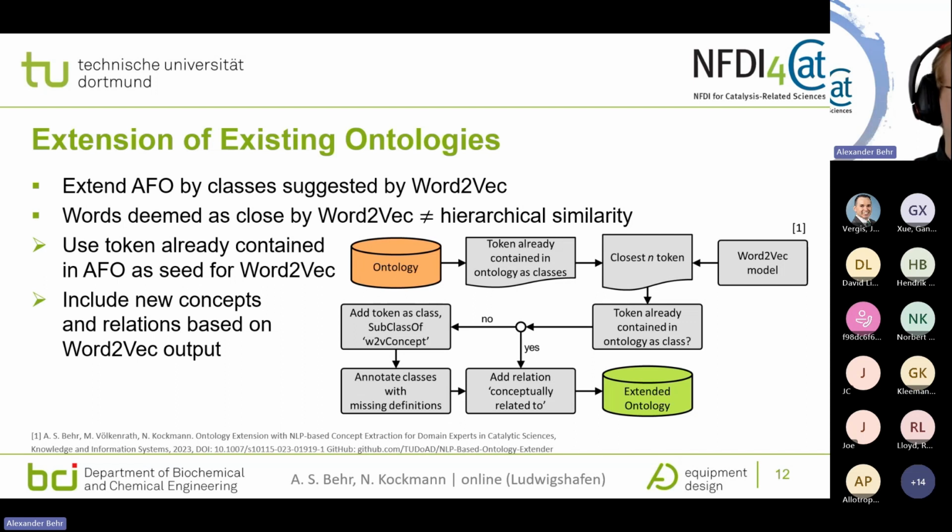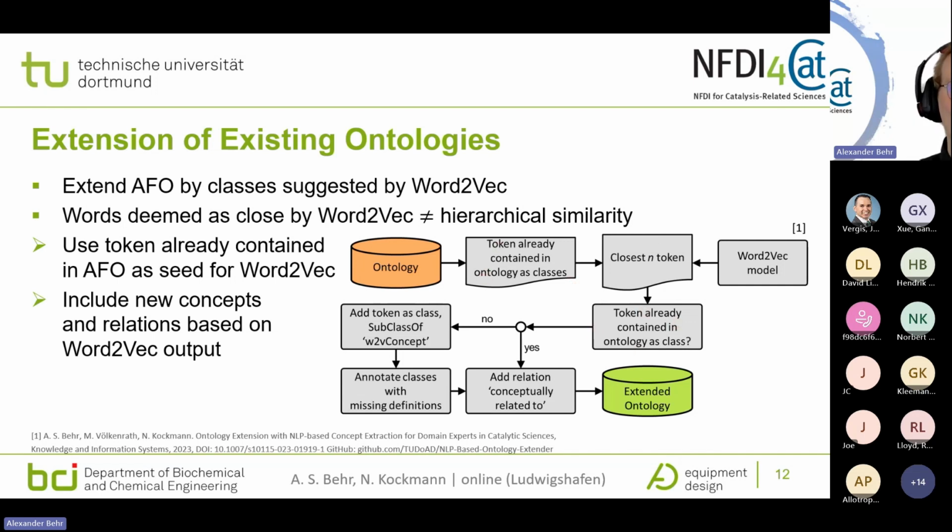As I told you, we then used the AFO to extend the AFO by classes that would be suggested by Word2Vec. So we used these classes that were already contained in the AFO, these 96 classes, and used them as an input to our Word2Vec model. And if the token was already contained in the ontology as a class, we could then get the closest n tokens. For example, we picked 5 tokens, so the closest 5 words to the word would be output.